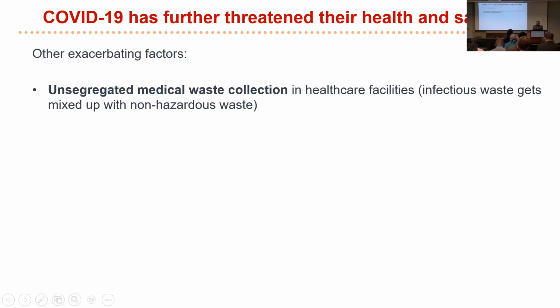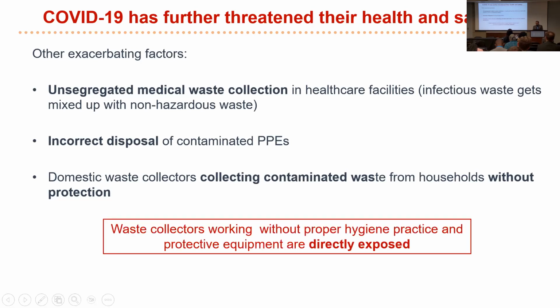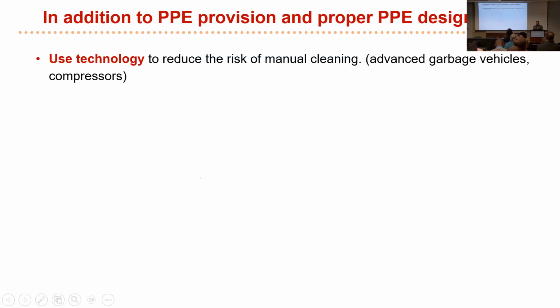There are other factors during the pandemic. If you have an unsegregated waste collection, your medical waste can easily get mixed up with the domestic waste. Then the domestic waste becomes infectious waste. And if the workers are engaged, not knowing what they're in, and they were still working informally, the informal recyclers working without any sort of protection, that means they're also exposed to this infectious waste. So domestic waste being mixed up with the medical waste is a big concern for the waste collectors. And if they do not work with proper hygiene, hand washing practice, and without PPE, then they are directly exposed.